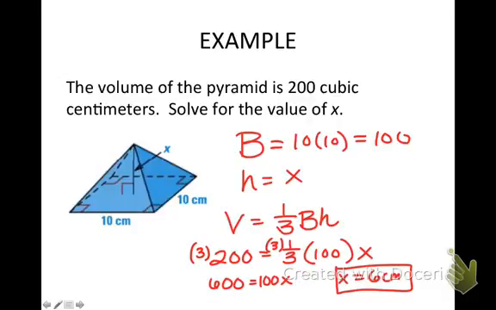Questions with all of our volume formulas. Just did it all in one shot.